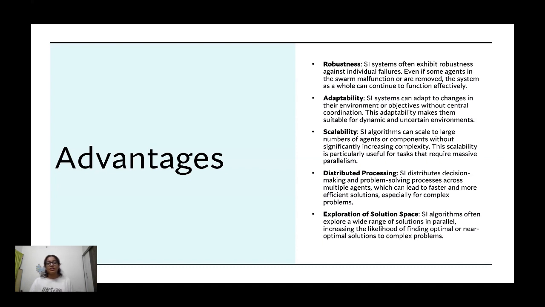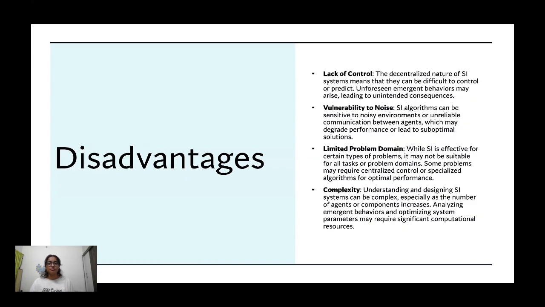The next advantage is distributed processing. SI distributes decision making and problem solving processes across multiple agents, which can lead to faster and more efficient solutions, especially for complex problems. The exploration of solution space: SI algorithms often explore a wide range of solutions in parallel, increasing the likelihood of finding optimal or near optimal solutions to complex problems. Now, let's come to disadvantages.